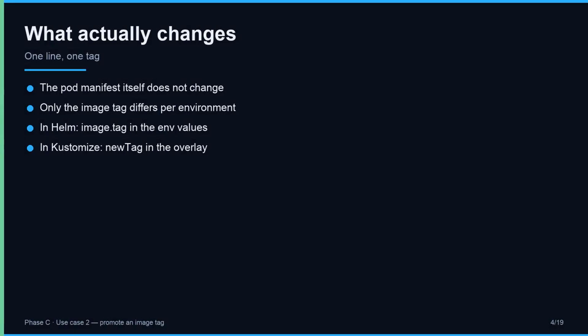Notice what does and does not change. The pod manifest itself, ports, envars, probes, does not change at all. Only the image tag differs per environment. In Helm, that tag lives as image.tag inside the environment's values file. In Kustomize, it lives as a new tag entry in the overlay. One line, one tag, per environment.